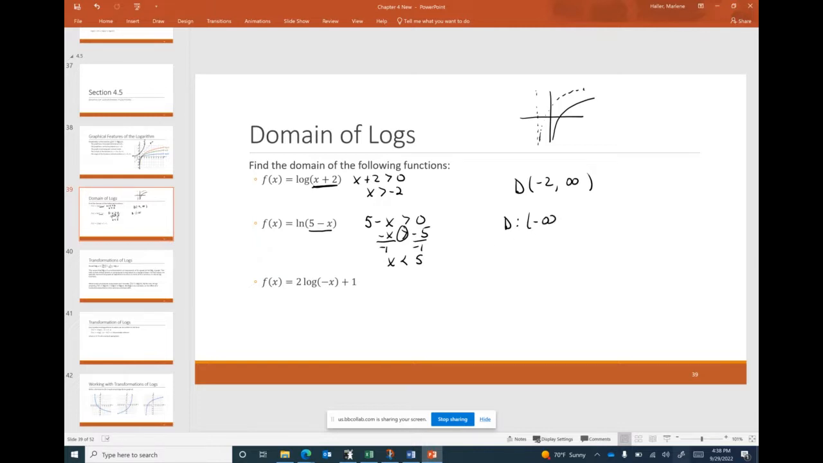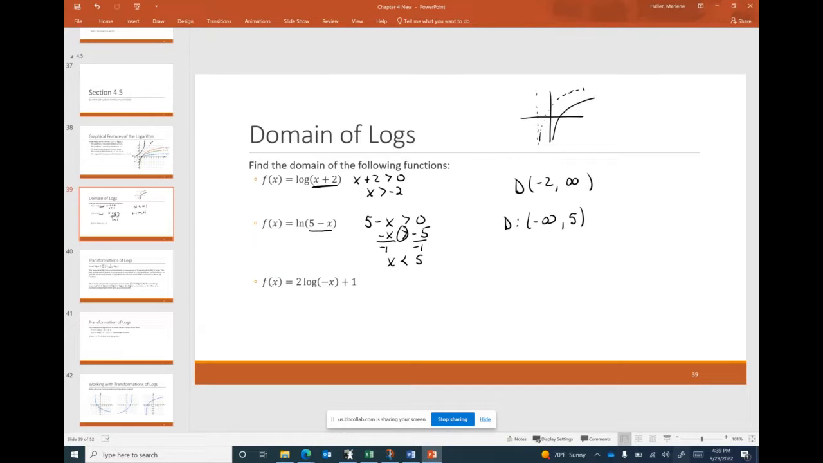Yes, this time it is negative infinity to 5, right? Make sense for transformations? Yeah, think about this. We're going to reflect it and shift it. But with the horizontal reflection, we're going right.